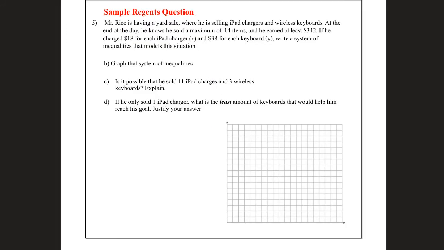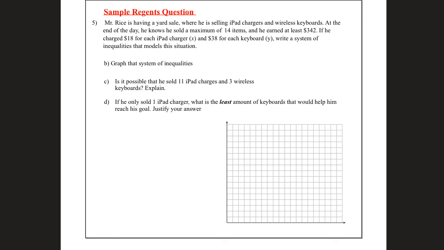All right, we're going to look at a system of inequality word problem. We're selling iPad chargers and wireless keyboards. A maximum of 14 items are sold. He earned at least $342. Each iPad charger is $18 and it's $38 for a keyboard. We're going to write a system of inequalities that models this.